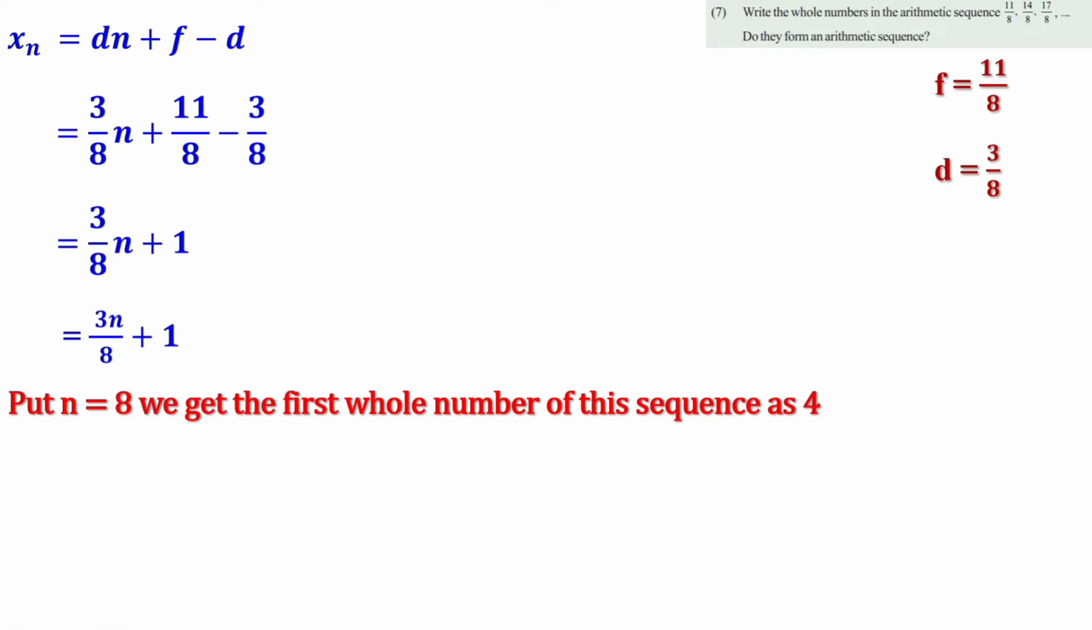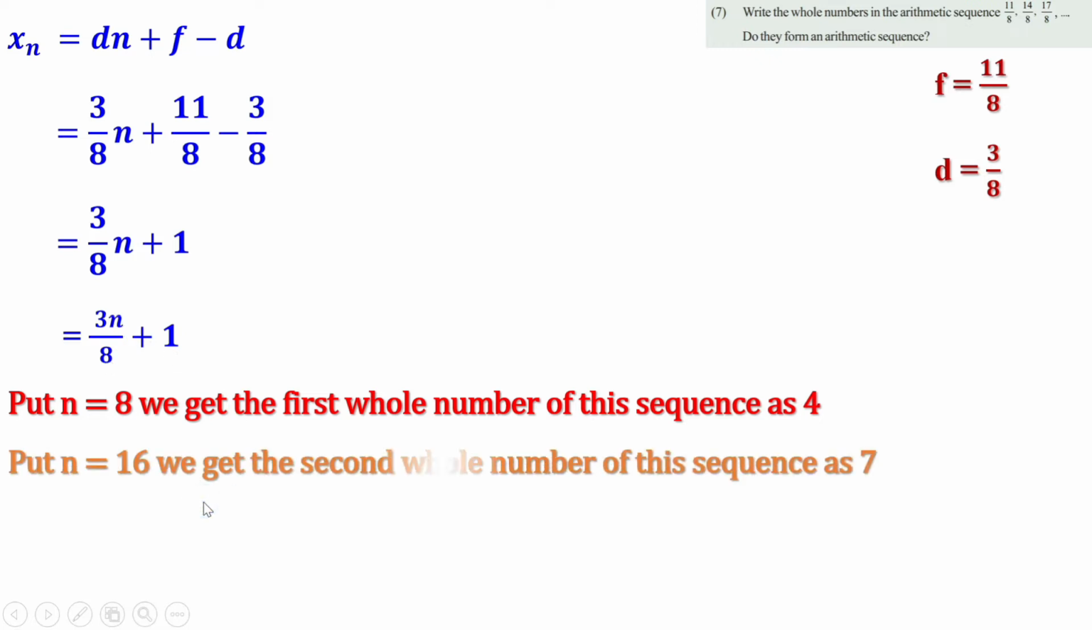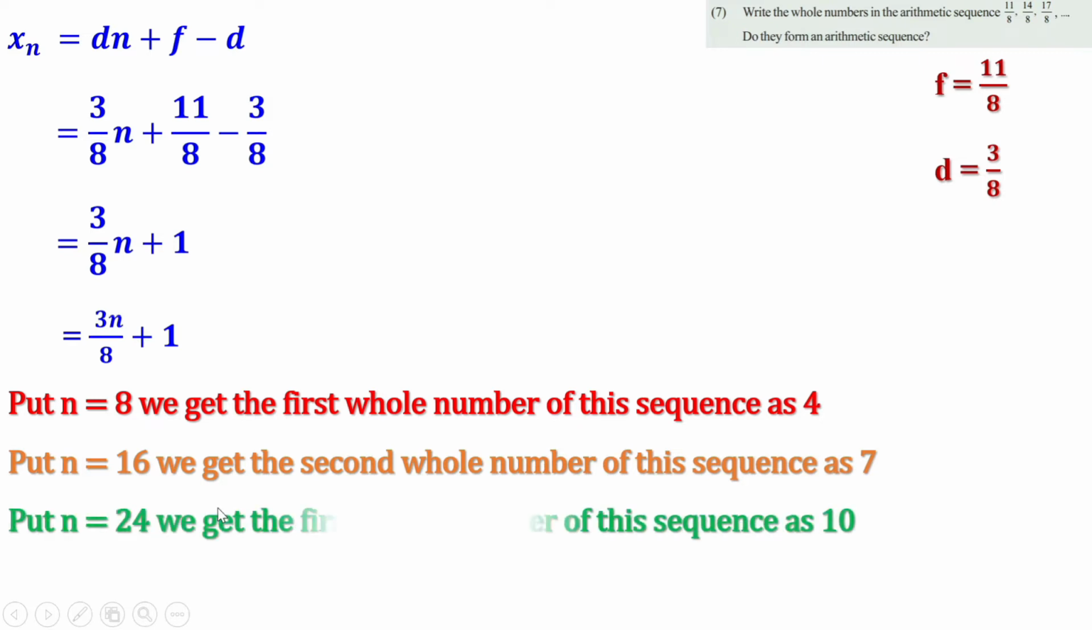The next term is obtained when the value of n is given as the next multiple of 8, that is 16. So when we give n equal to 16, 2 8s are 16, so we get 3 into 2 plus 1, that is 7. So that is the second term. And the third term is obtained when we give n equal to the third multiple of 8, that is 24. So when we give n equal to 24, 3 8s are 24, so we get 3 into 3 plus 1, that is 10.